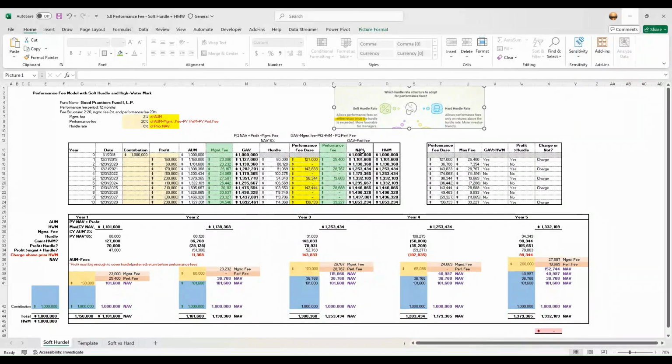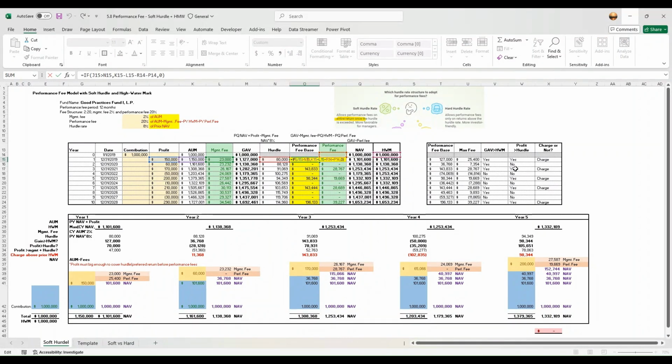Now we're moving to our soft hurdle rate model. Still, everything in this table is the same except this performance fee base. So different from the hard hurdle rate model, this performance fee base is on the entire return above the hurdle. So we will change our formulas here like this.